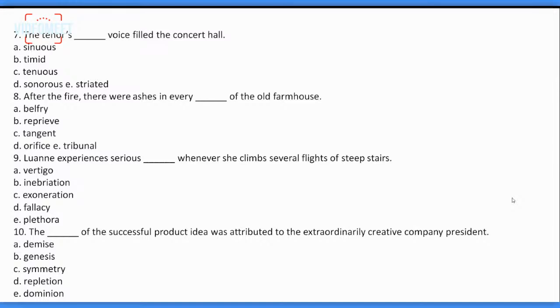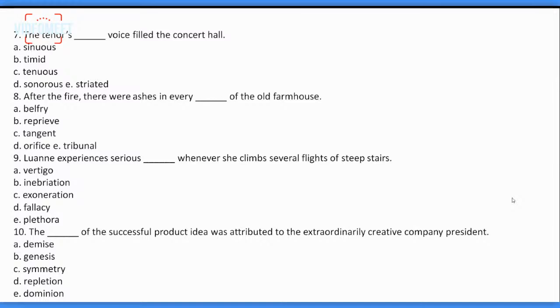Symmetry doesn't make any sense. Repletion is completely full of something. So it does have a kind of a negative tone altogether. So again, we would not think about that, or maybe that doesn't make sense as per the answer here.